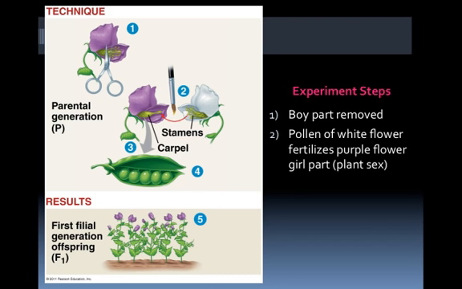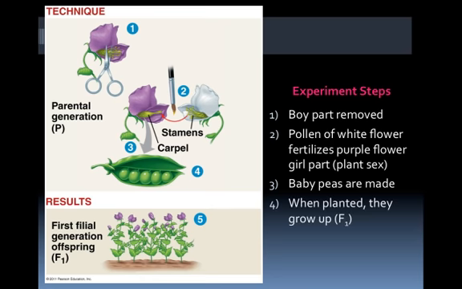And so what he did is he just artificially crossed or fertilized the white plant and the purple plant. And then when that happens, sexual reproduction commences, and then you have baby peas made. And when those peas are planted in the ground, they grow up and they become adult peas. In this case, it's called the first filial generation. Filial means son, so it's the first son generation from the parents.